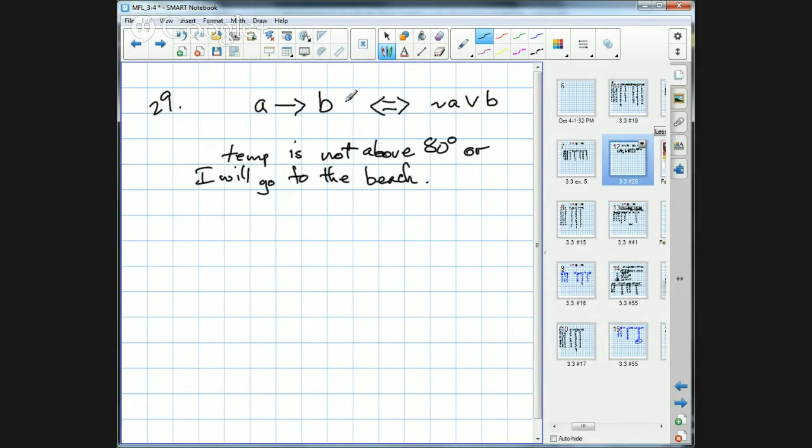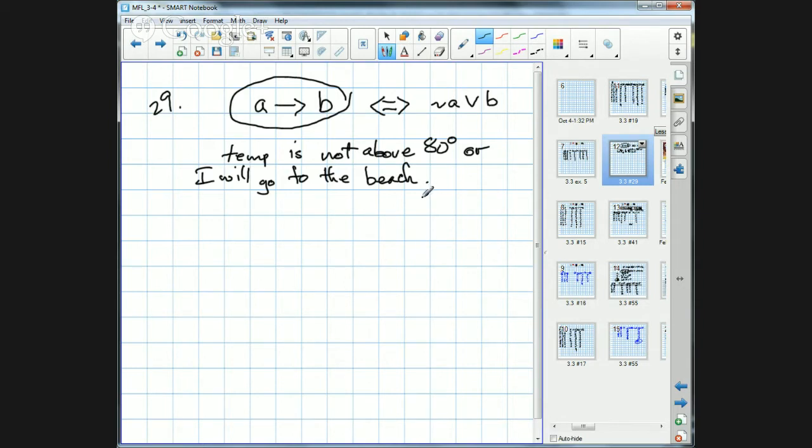Yeah, so this right here is the original statement. If the temperature is above 80 degrees, then I will go to the beach. So I just called it AB. You could call it P, if P. I guess I should have used PQ if I'd have followed directions. Okay.